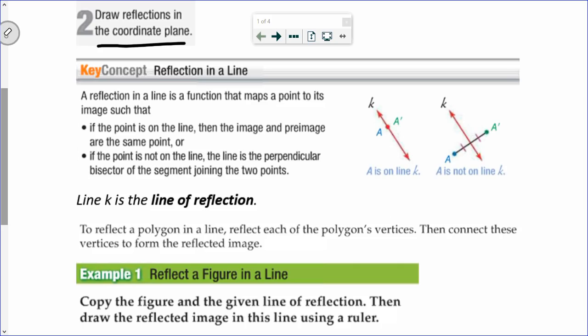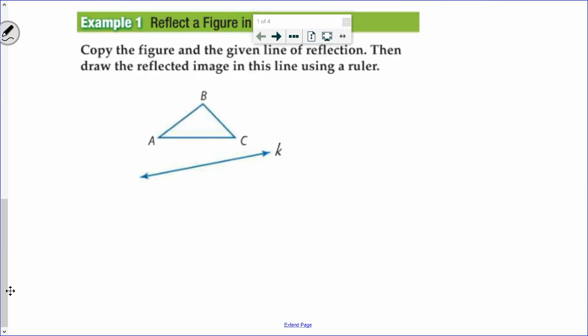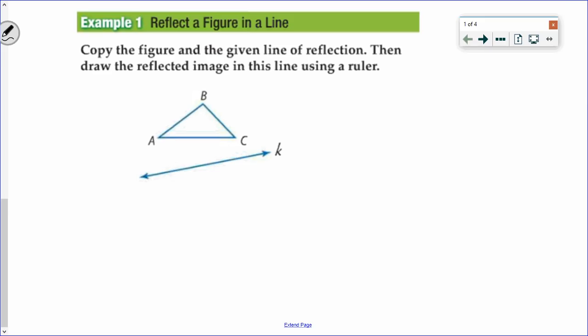And so you can see those two examples here. If the point lies on the line of reflection, then its image is the same point. If it doesn't lie on it, then that line of reflection is the perpendicular bisector. In both these examples, line K is the line of reflection. So to reflect a polygon in a line, which is what we're going to be working on today, reflect each of the polygon's vertices, then connect these vertices to form the reflected image.